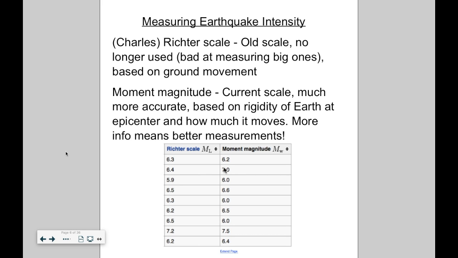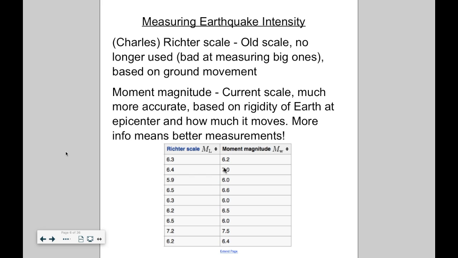Frequently, geologists will report things to reporters in the moment magnitude scale, and then the reporters will report it as the Richter scale. And so we can always be better at communicating with the news media so that they can report things accurately.